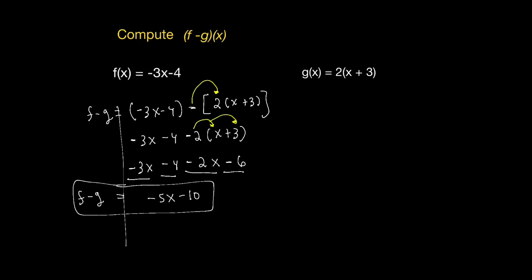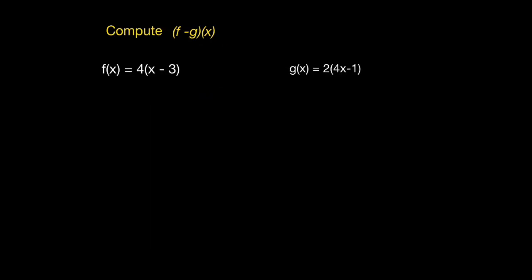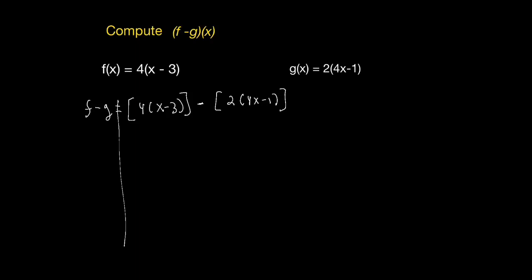So let's take a look at this final example. So f minus g, let's set it up. We're gonna get bracket 4x minus 3. This is the f, and we gotta subtract g, and g in this scenario is gonna be 2 parentheses 4x minus 1. Okay, so let's do it here. Let's begin by distributing this 4 right there.